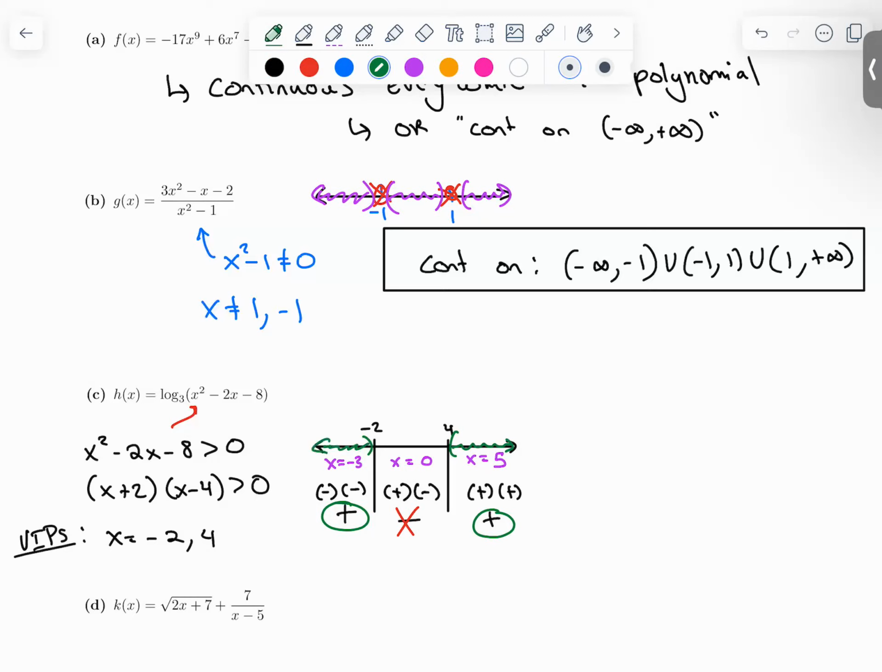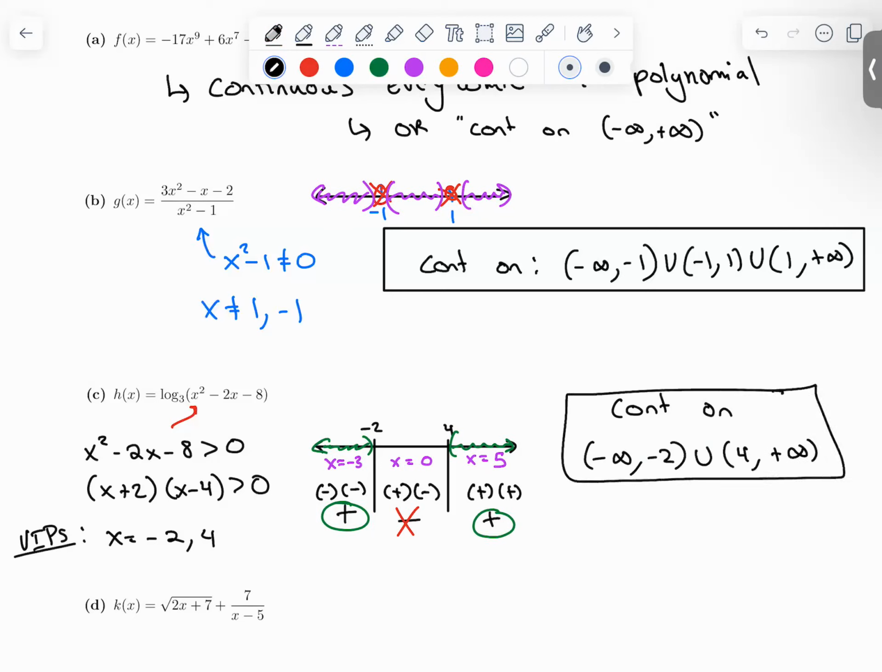And because it's a strict inequality, strictly greater than 0, we have to exclude -2 and 4. So the answer is that it is continuous on parenthesis negative infinity to -2 parenthesis union parenthesis 4 to positive infinity. Once again, you do not need to put the plus signs in front of your positive infinities. It's just what I do to make sure that I'm very definitive, so that if I ever have to take an exam again, I don't get marked down for that issue.